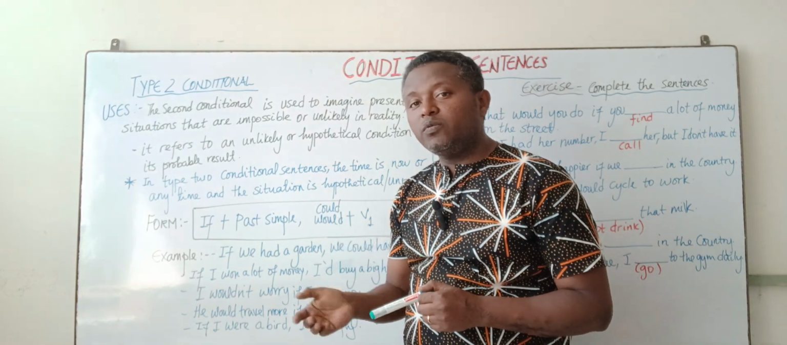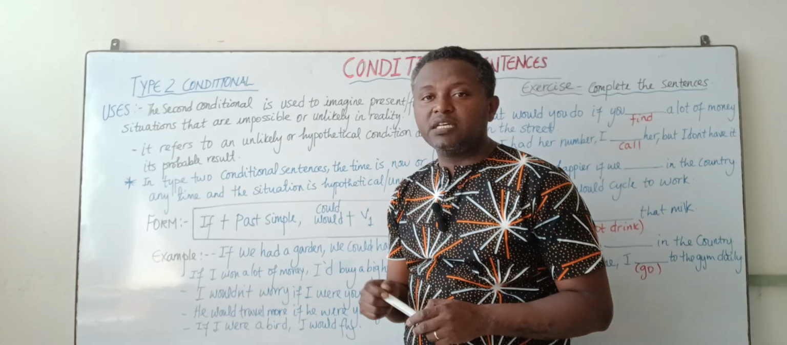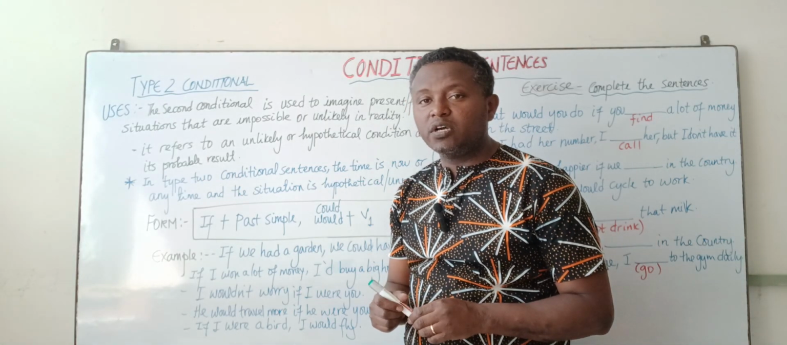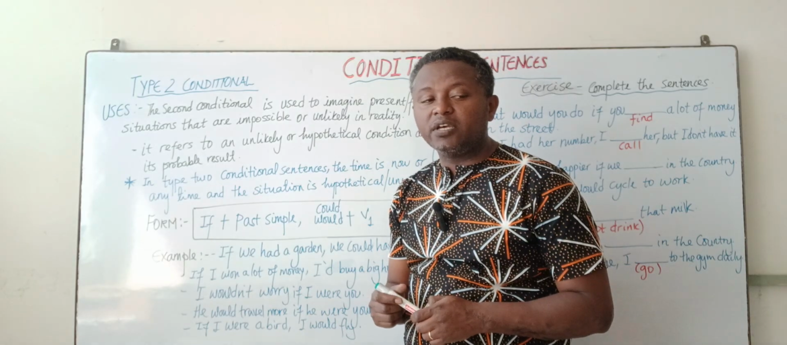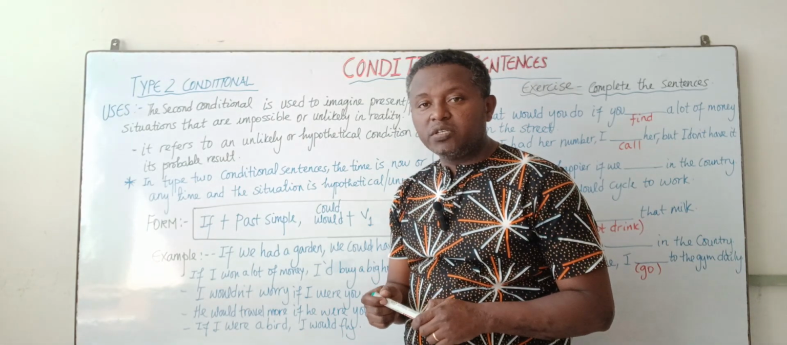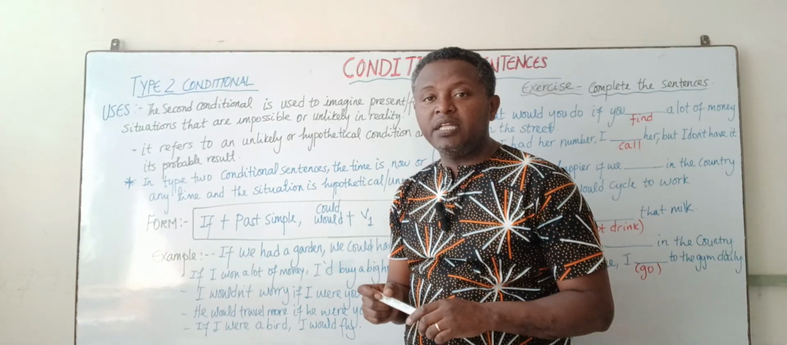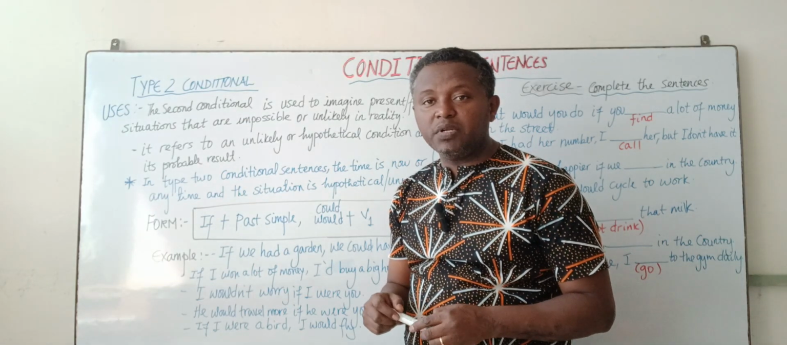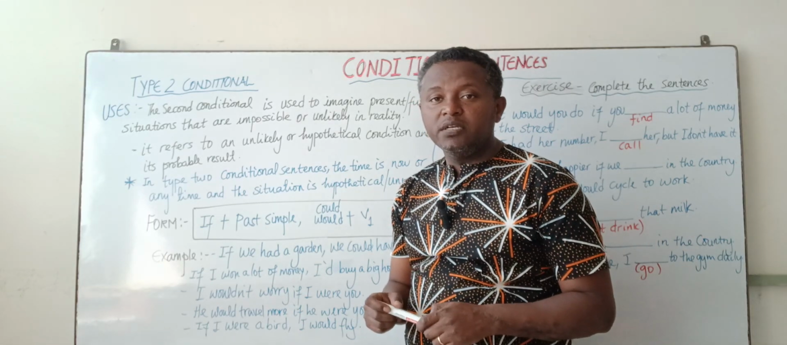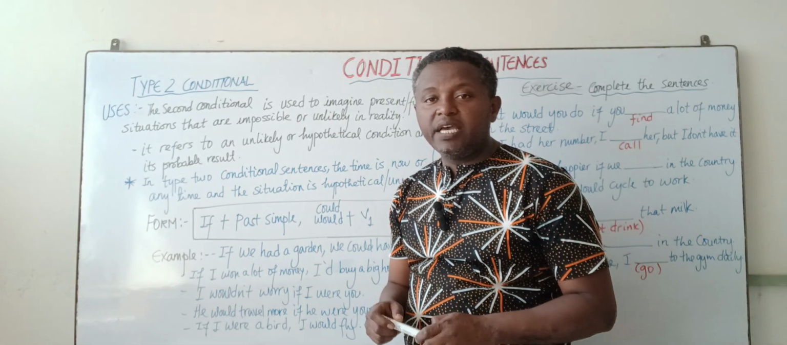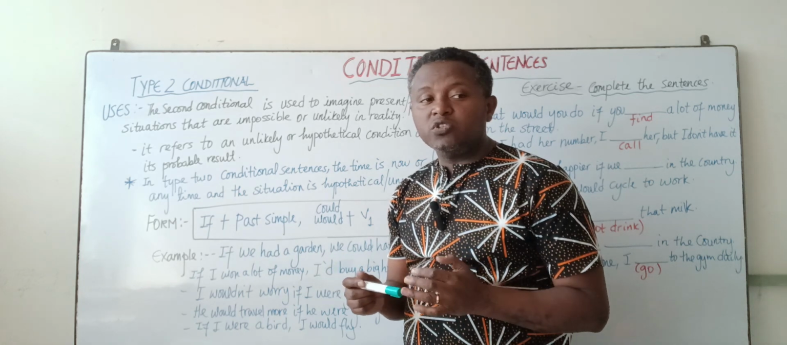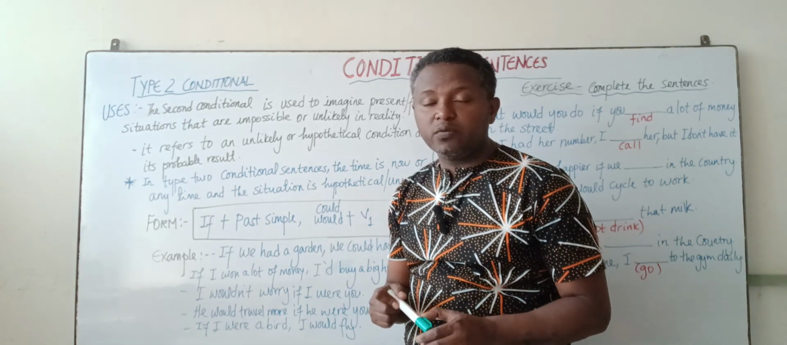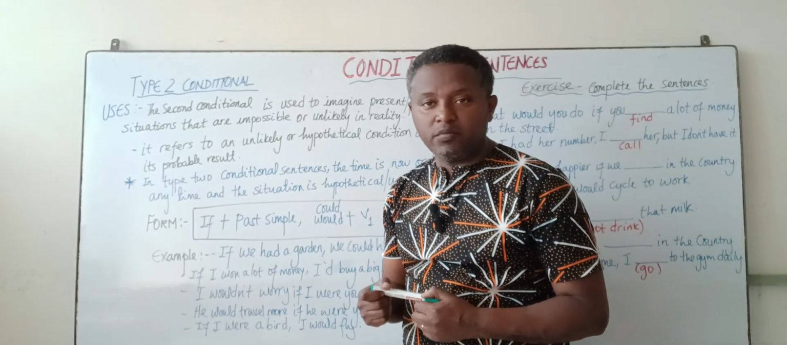When we moved to conditional type 1, we said that it's used to talk about situations which are possible to happen in the future, right? So that is a possible condition. In the if clause we use if plus present simple, and in the main clause we use simple future, which means will plus verb 1.